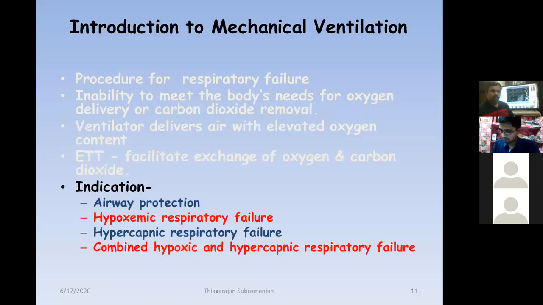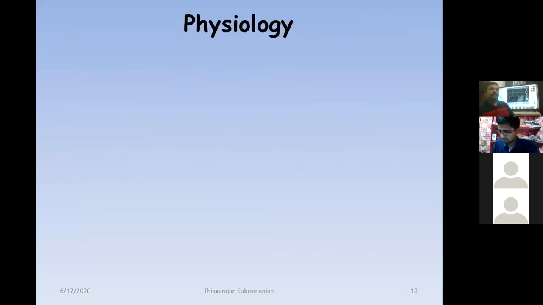The common indications for treating with the ventilator are airway protection, hypoxemic respiratory failure, hypercapnic respiratory failure, and combined both. I just want to share this for the beginners, the budding physiotherapists and students in this group. Please pardon the research scholars. I am just giving very basic points, exclusively for our bachelor students and beginner practitioners.